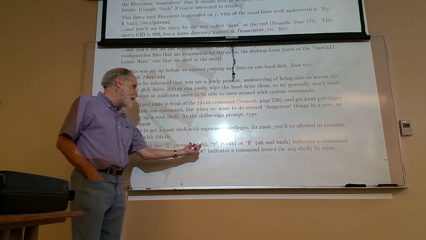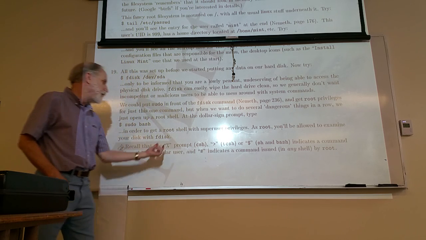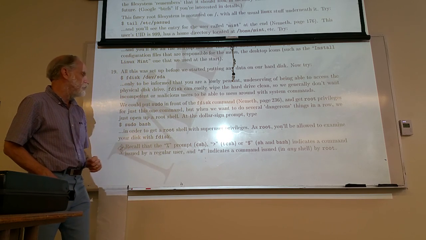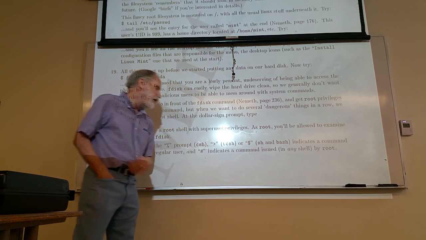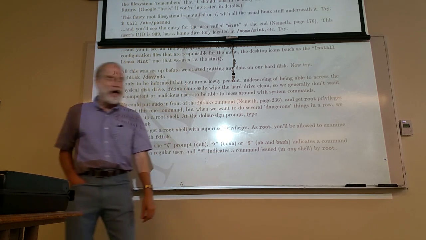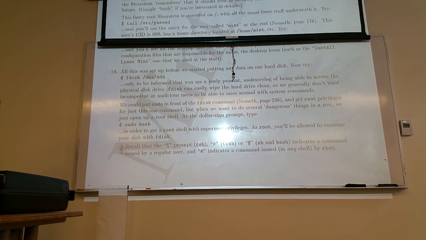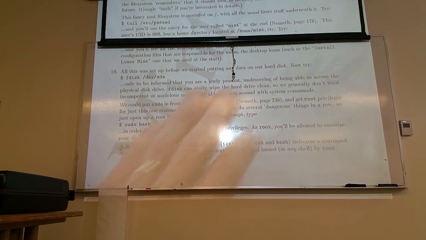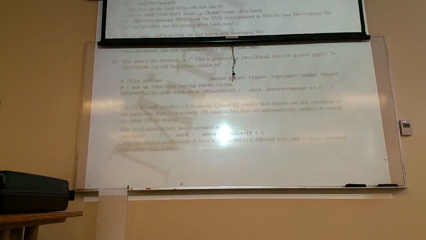So if you have something like csh, the prompt is typically a percent sign. If you use tcsh, the default on this system is a greater-than sign. And if you use bash or sh, the default is that. The pound sign is what you get always for root. Right? We don't want people to be confused about when they're root or not.